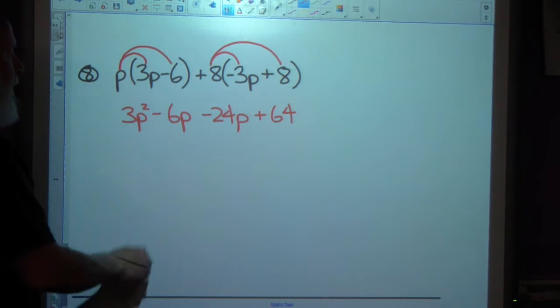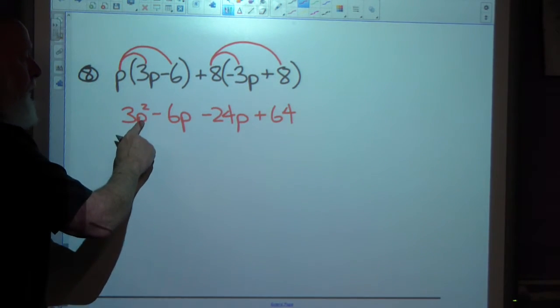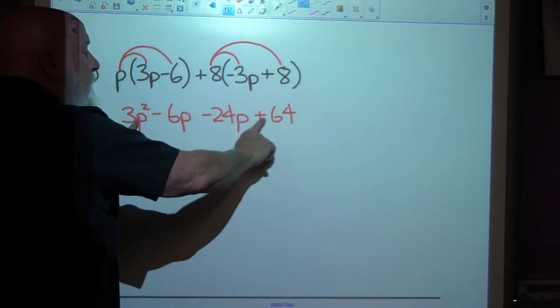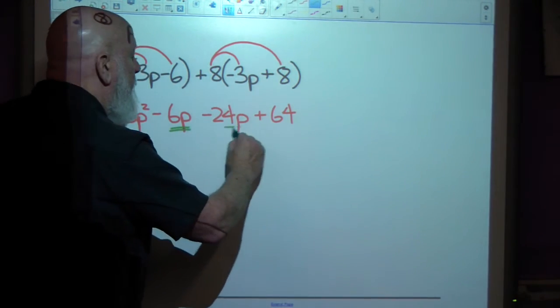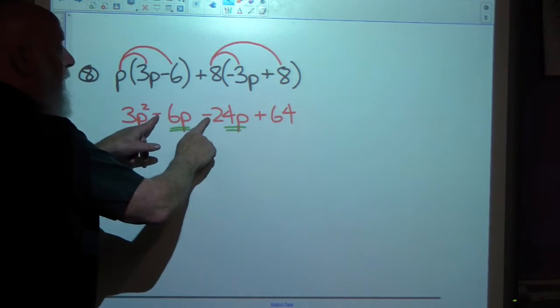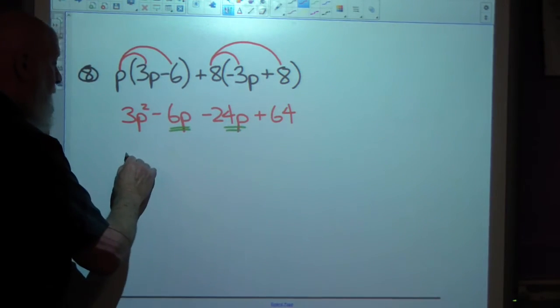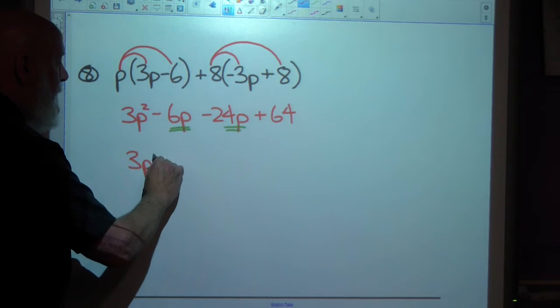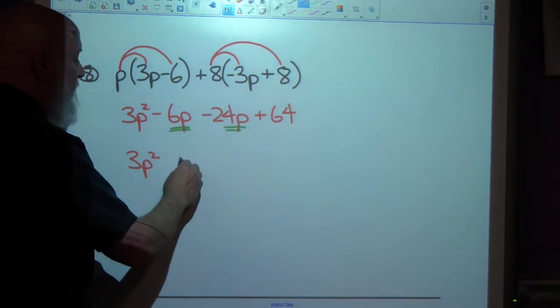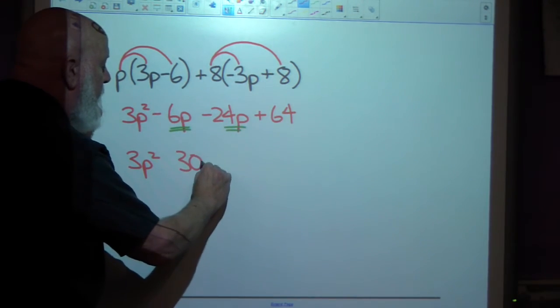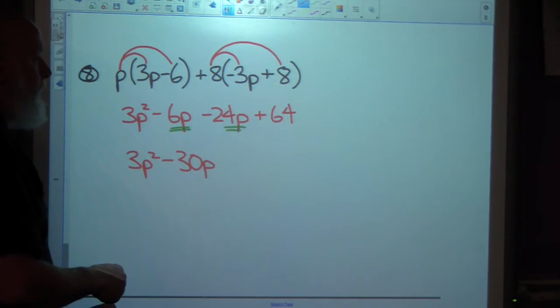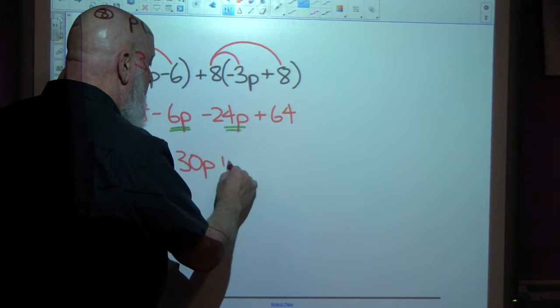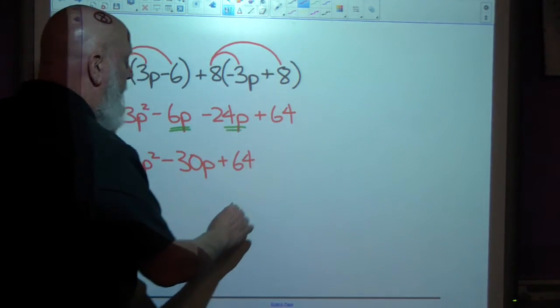Now I combine my like terms. Nothing will combine with P squared because there are no other P squared terms. These two terms right here will combine. They're the same sign, they're both negative, so I'm going to add them together and keep the sign. 24 plus 6 is 30. So there are 30 P's and you add them together and keep the sign, so it's negative 30P. And then we'll tag this on the end. It won't combine with anything either.